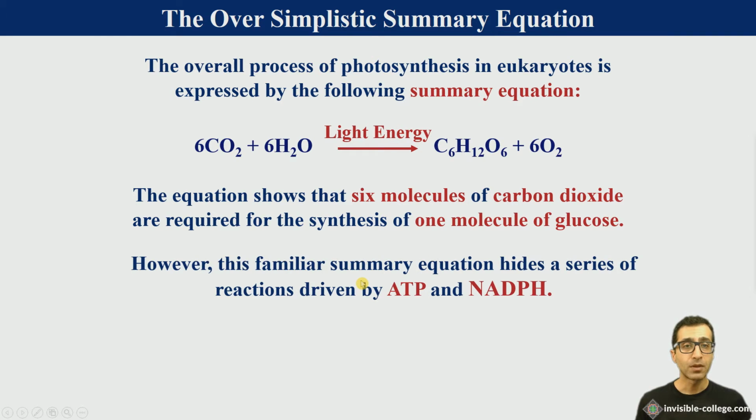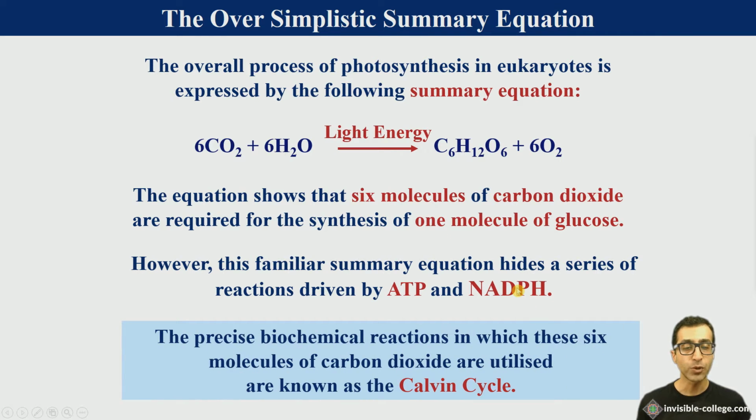However, this hides many of the intervening reactions, or the intermediate stages of this process, and many of these are driven by ATP and also the reducing power of NADPH. So the precise biochemical reactions in which these 6 molecules of carbon dioxide are utilized are called the Calvin cycle.